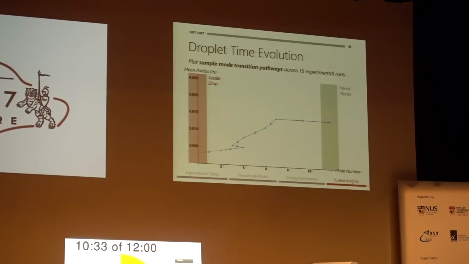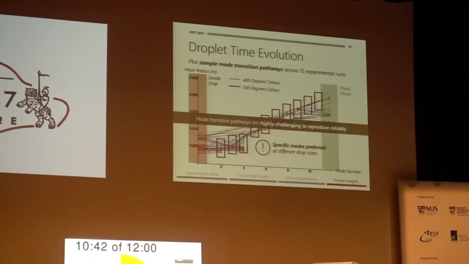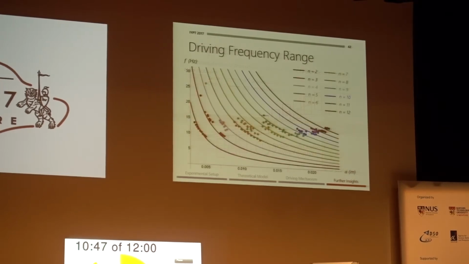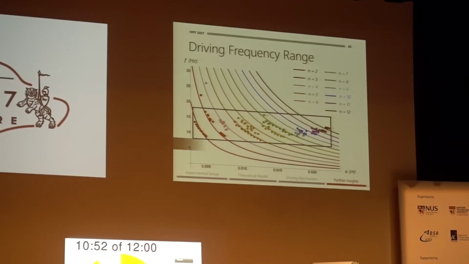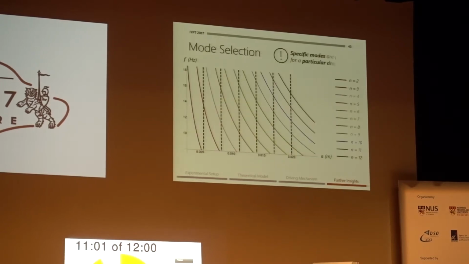In our experimental runs, we observe that specific modes tend to be preferred at specific drop sizes. Furthermore, due to the complex transient behavior of our droplet, it is highly challenging to reproduce our mode transition pathways reliably in our experiments. Additionally, we observe that droplets tend to oscillate within a certain range of frequencies. Since the driving frequency is dependent on the vapor flow rate, we expect the driving frequency to lie within a preferred range. Taking a closer look at this range, we observe that specific modes are possible for a particular drop size.